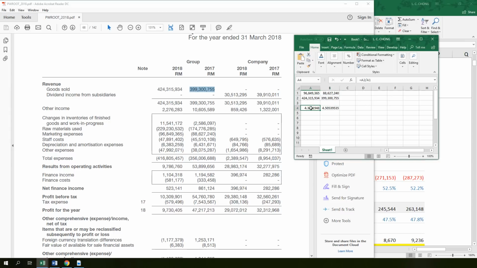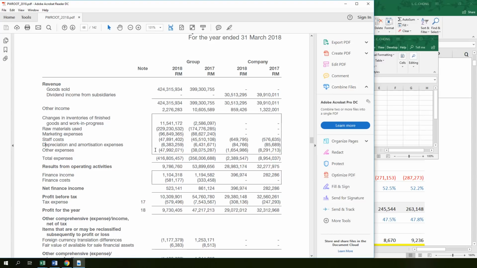Alright, it means in FY18, 1 ringgit of marketing expenses generates 4.38 revenue, and in FY17, 1 to 4.5. I think no big deal here. Pass.